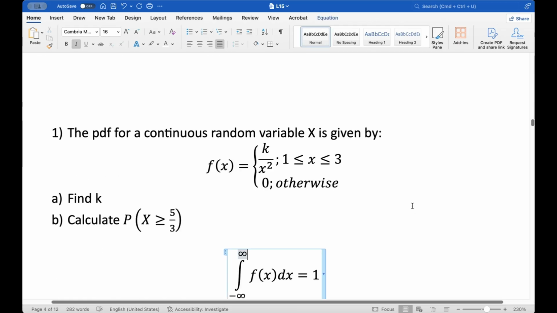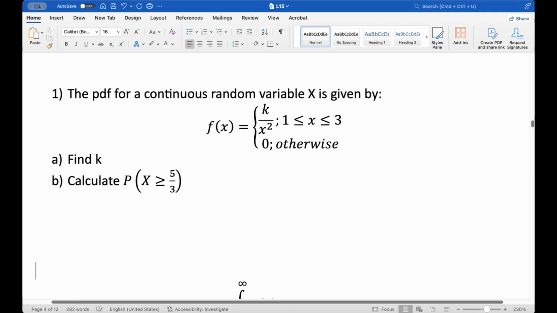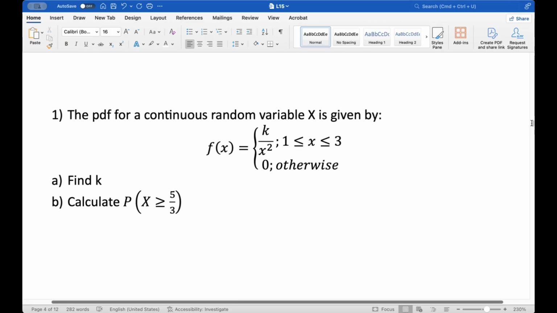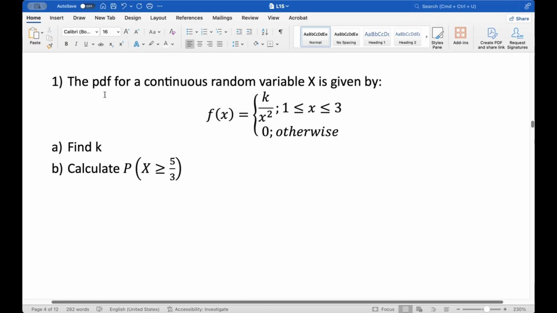All right, let's take a look at an example here. This is a classic example. We're given a density here, probability density function, PDF, for a continuous random variable, defined in terms of some constant k. We have to find that constant that makes this satisfy the conditions.